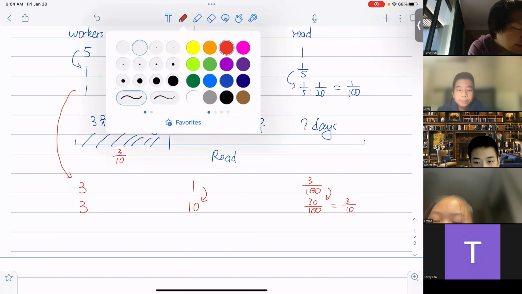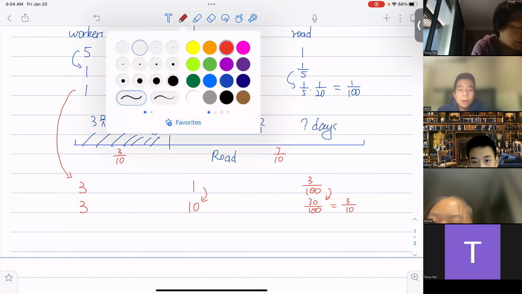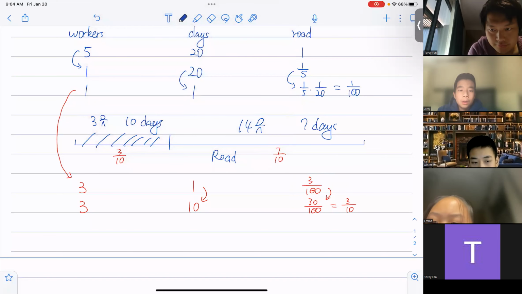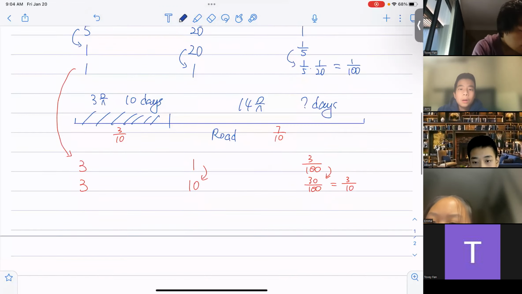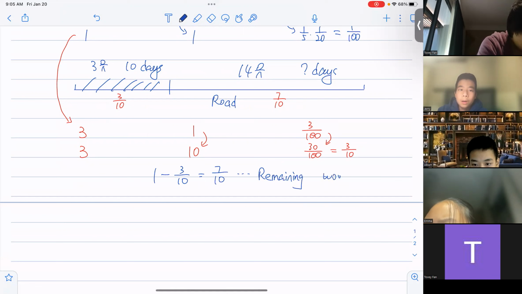So that means the remaining part of the work will be 7 out of 10, right? 7 out of 10 of the entire road hasn't been finished. Okay, so 1 minus 3 out of 10 is 7 out of 10. That's the remaining amount of work. Let's just say remaining work, okay?